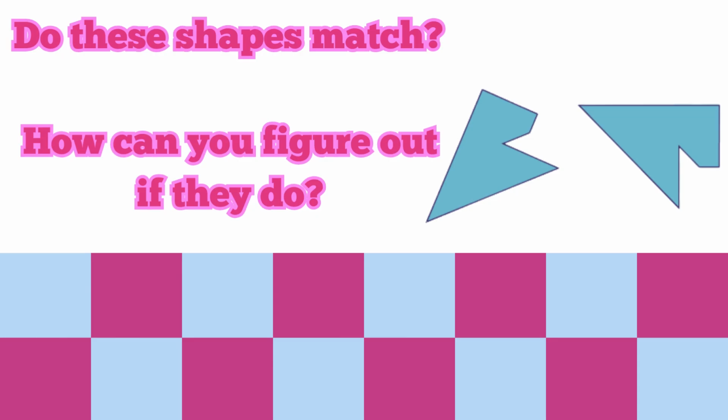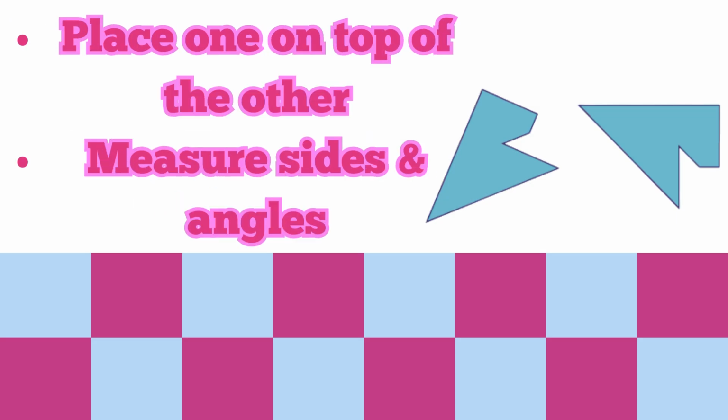Do these shapes match? And how can you figure out if they do? Well, if you said they do match, yes, they do. These shapes do match. And there are several ways you can determine this. You can carefully measure all the sides and angles to see if they are equal. Alternatively, you could superimpose or lay one shape on top of the other to see if they match exactly. If every point of one shape lines up perfectly with the other, then they are congruent.